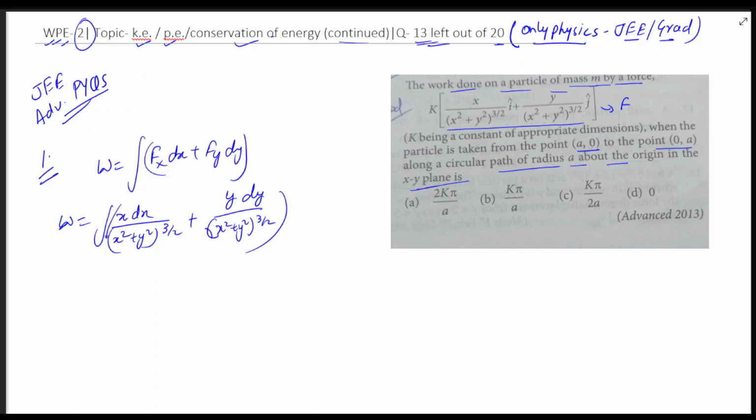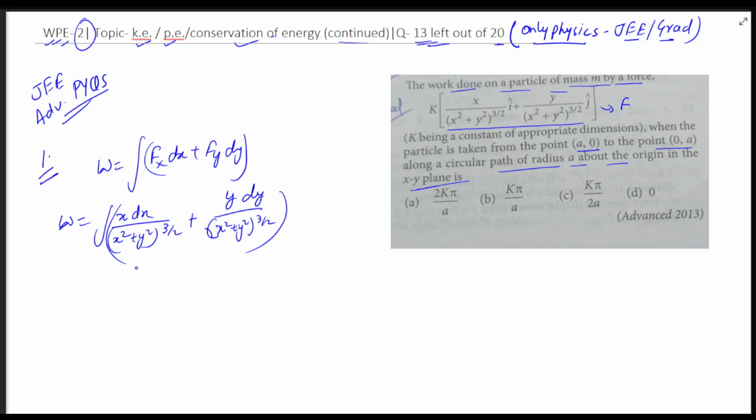Now this question is again based on the fact that we cannot integrate it directly because x and y are both variable. So how will we integrate? We have to assume something, and then do partial differentiation and substitute it.